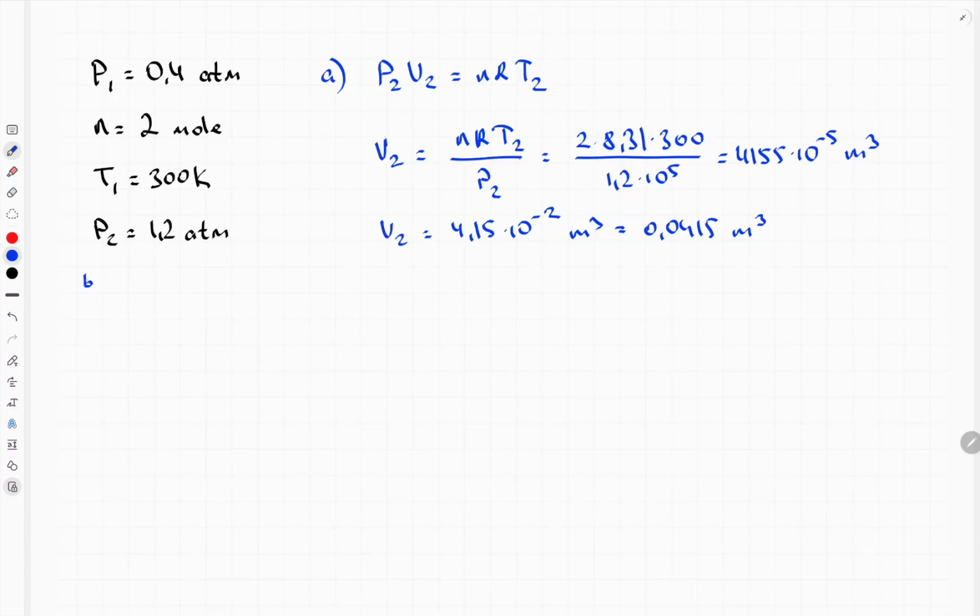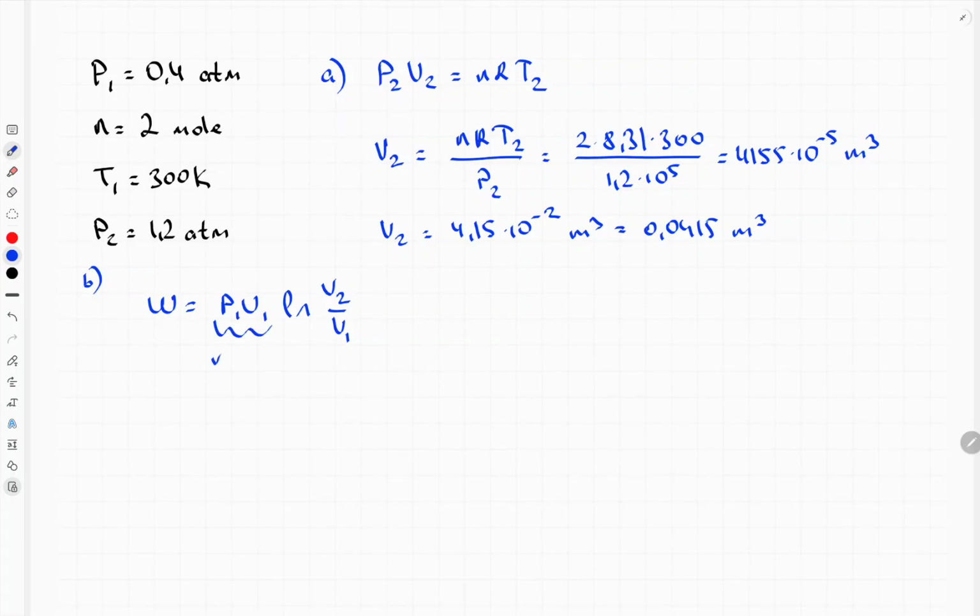Now part B, we need to find the work done on the gas, and we know that here there is compression, which means volume is decreasing, so the work should be negative. At the end, we should not forget to put a negative sign, just in case we somehow get a positive number. This is an isothermal process. For an isothermal process, we can use the equation W = P1 V1 ln(V final over V initial).